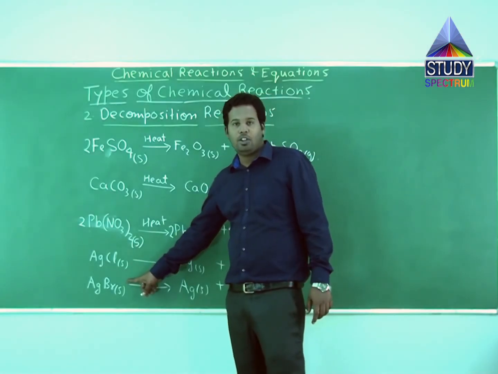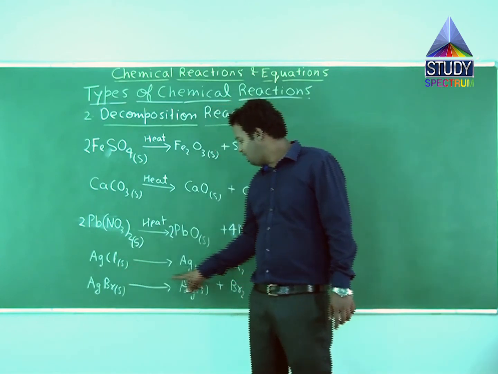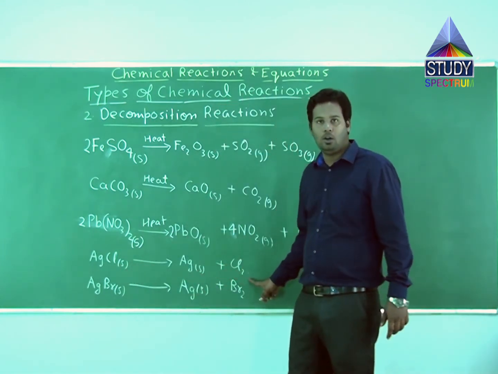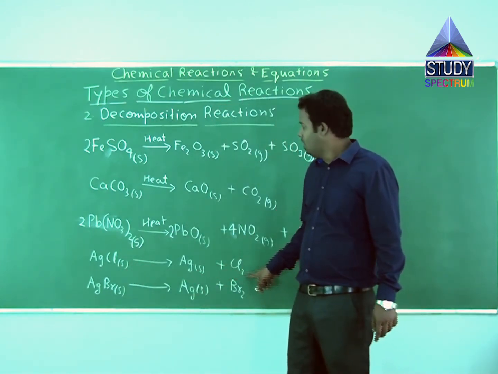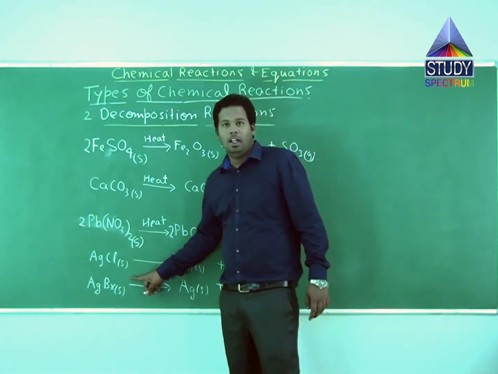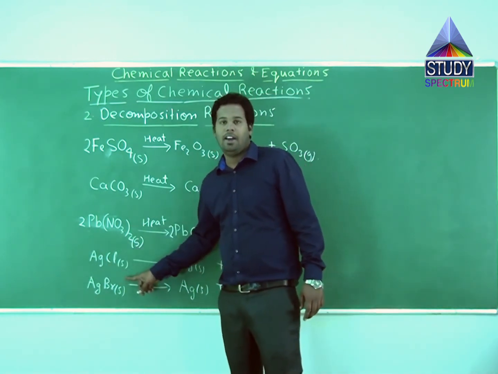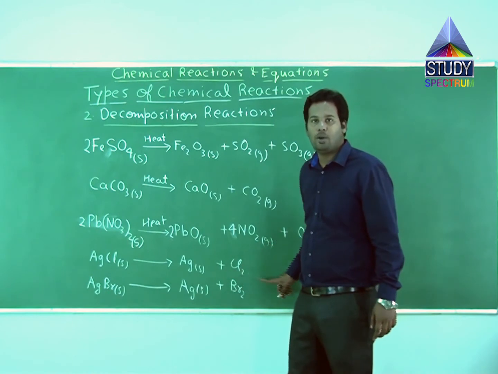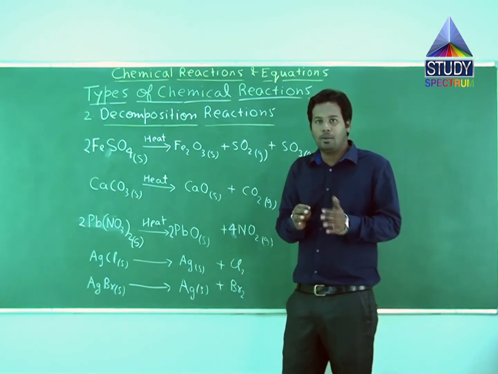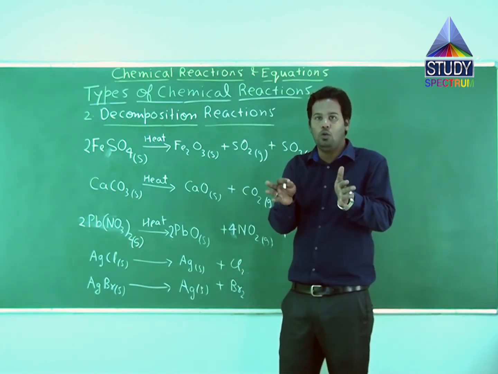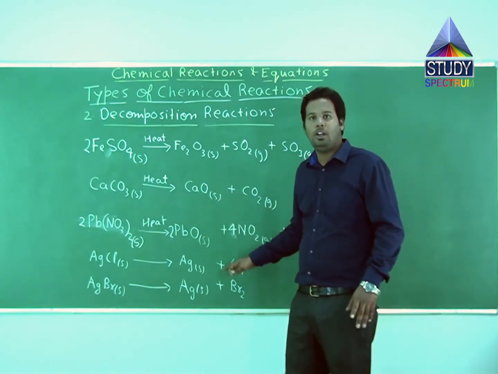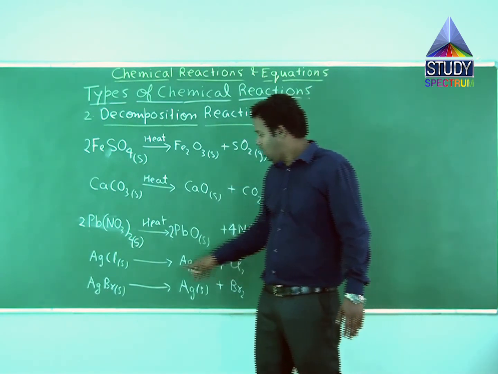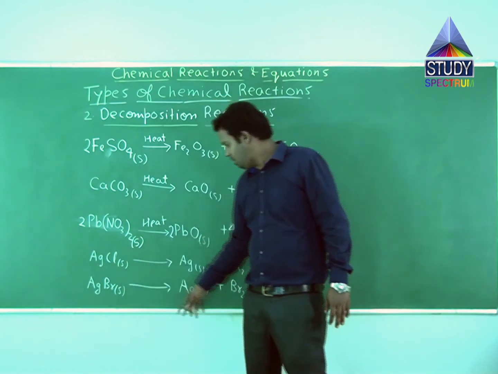Example of decomposition reactions, that is AgCl being converted into Ag and Cl2. Ag means silver. Now here also, if you see, there is only one reactant and it is being converted into two different products. It means a single substance being split into two or more substances. Here there are only two substances. So let us try to balance this equation first.